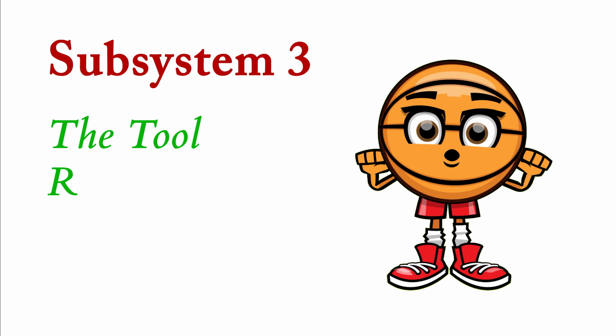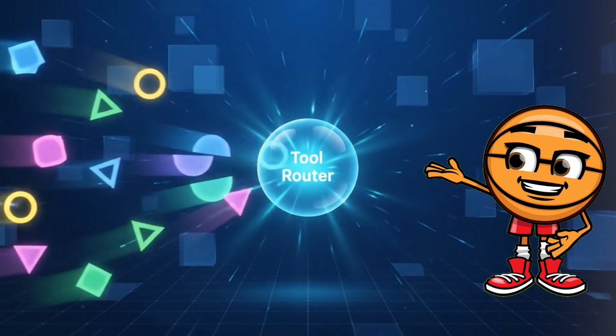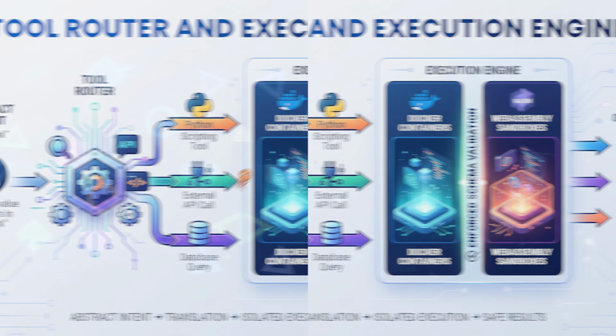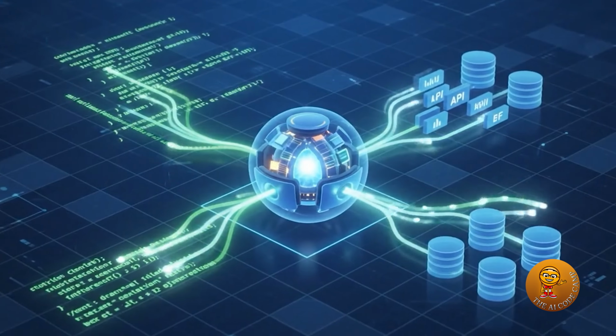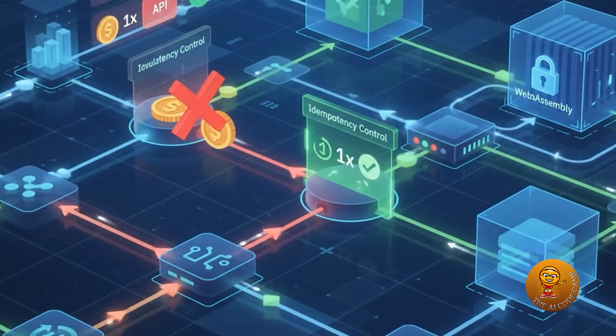Subsystem 3, the tool router and execution engine. This translates abstract intent into code, API calls, or database queries. To avoid catastrophic mistakes, it enforces schema validation and runs code in isolated Docker containers or WebAssembly sandboxes. It also uses idempotency controls, so if a network request fails, retrying it won't accidentally charge a customer twice.